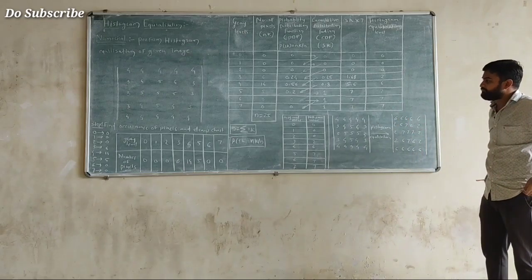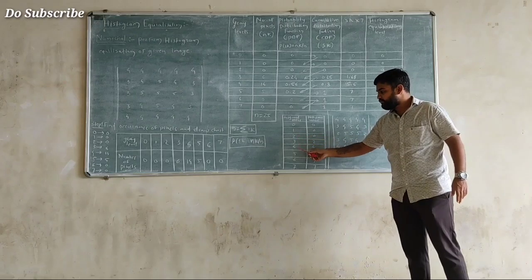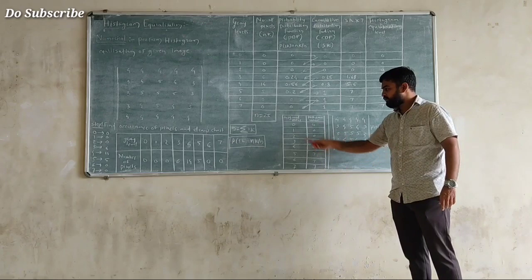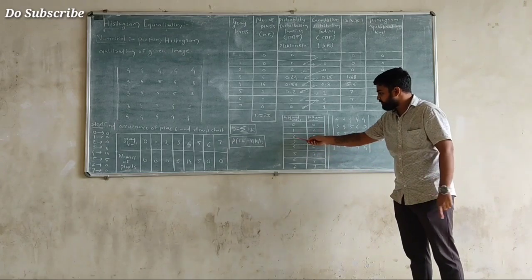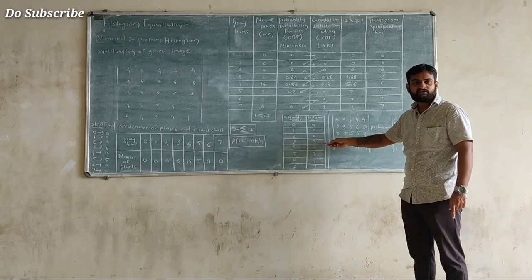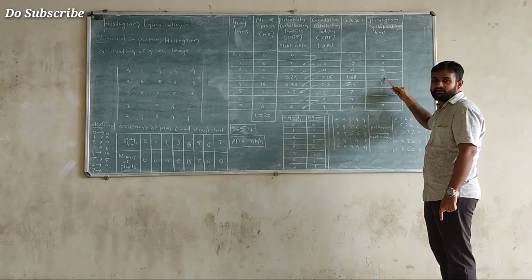So how to arrange that? First, the original values are there: 0, 1, 2, 3, 4, 5, 6 and 7. For 0 we have 0. For 1 we have 1. For 2, what we have made? 0. For 3 we have a new histogram equalization value that is 2.